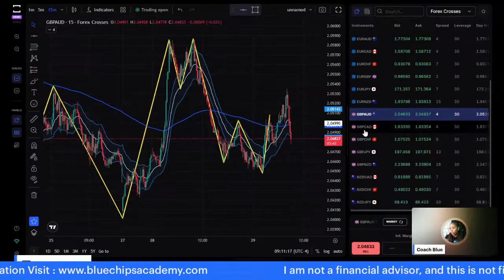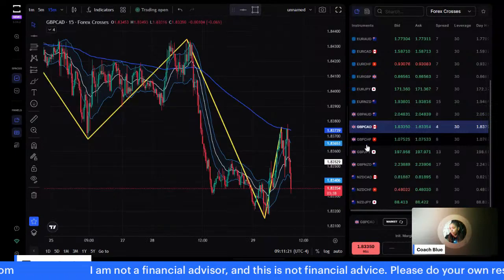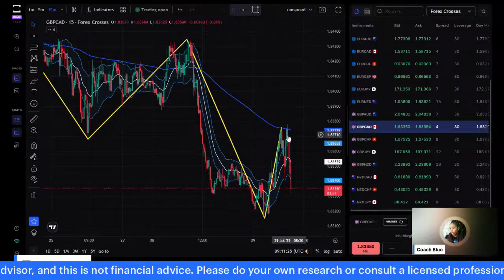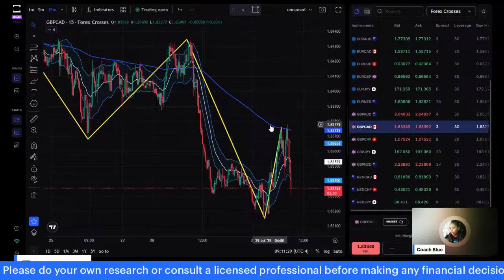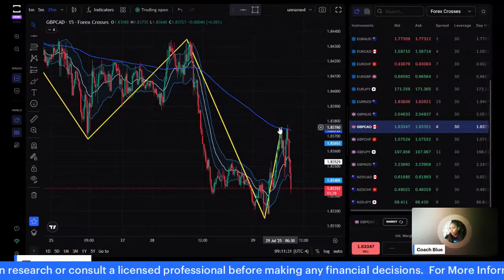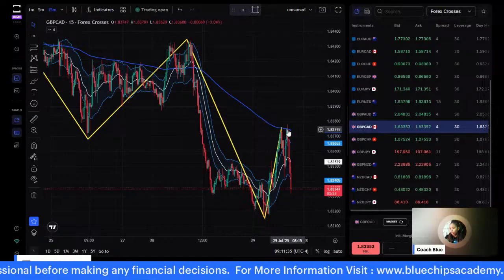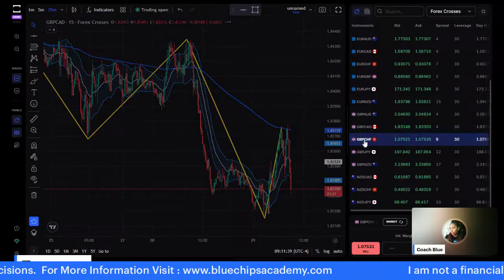But the concept remains the same. This is a great entry right here. Great entry. Keltner came outside strong. And look how it used the 200 as resistance. And price just came slamming down.